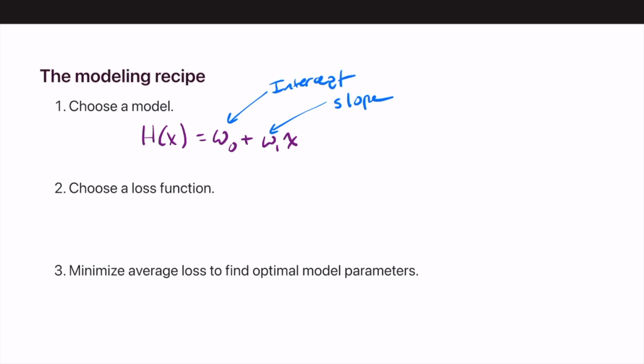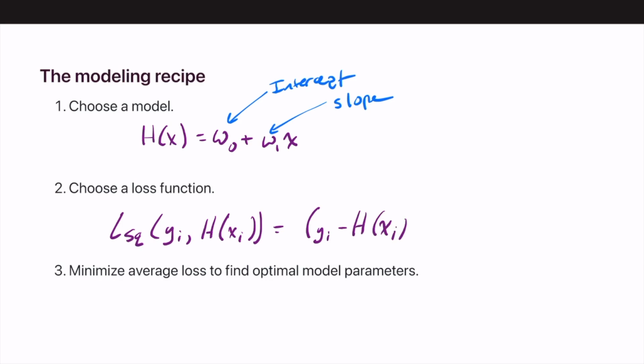And the loss function that we chose was least squares, and that was the loss of y sub i and the hypothesis function at x sub i, which equals y sub i minus h of x sub i, squared. And if you remember, this hypothesis function of x sub i is really just a fancy way of saying we have an actual value minus a predicted value squared.